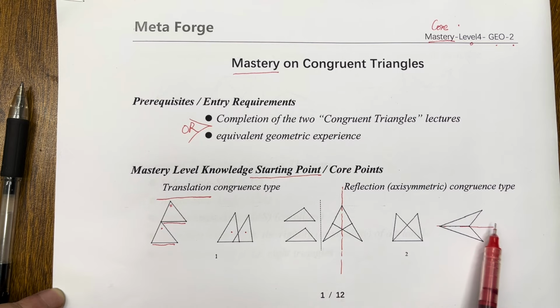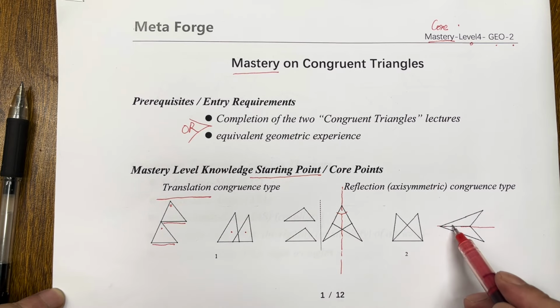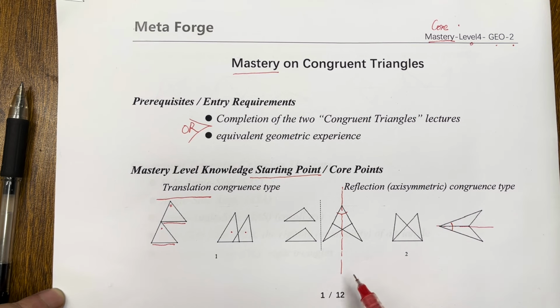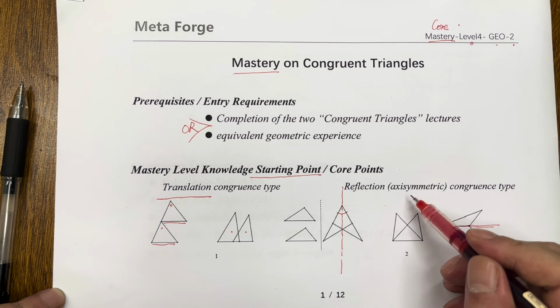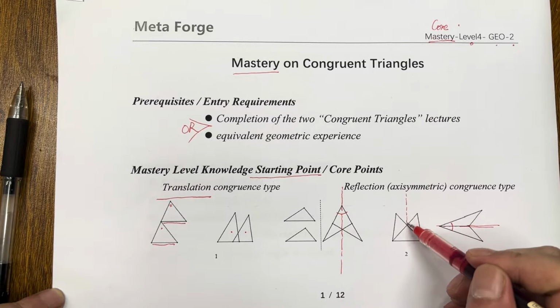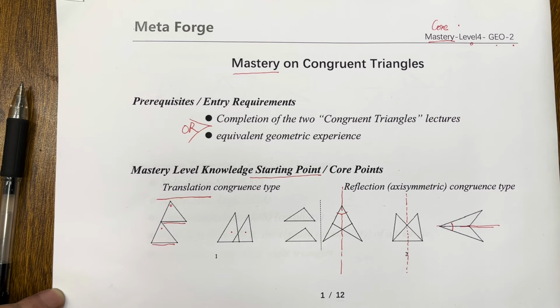The red line is the bisector of these 2 angles. So the bisector of an angle is naturally the symmetric axis of the angle. Yeah. Here has an axis of symmetry too. The second type is here.